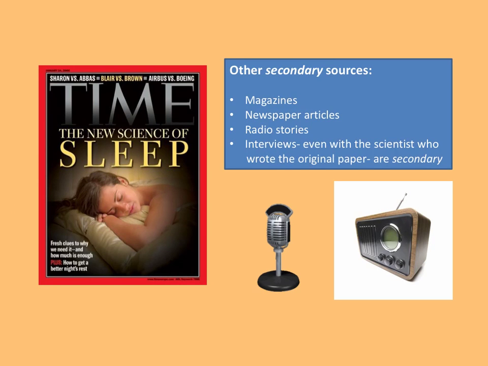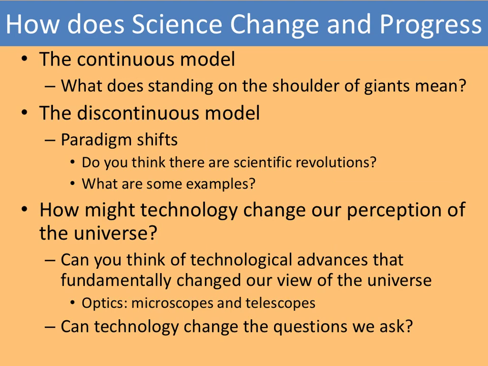The kind of stuff that you probably would read about would be in secondary source. Magazines, radio stories, television, interviews. And the people who are doing those stories have actually read the primary source, and then they kind of summarize it for you. On the internet, you have to be careful about this because people are reporting all sorts of things that are obviously untrue. Okay. And then, how does science change and progress?